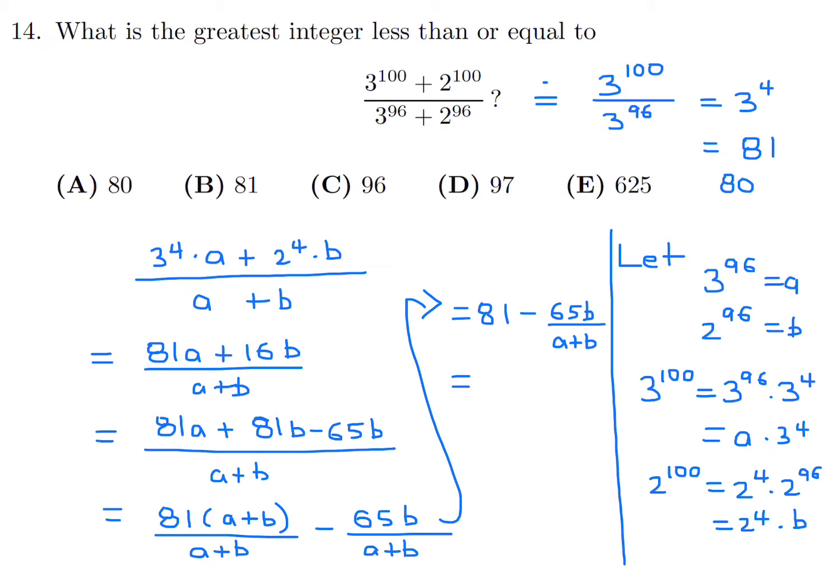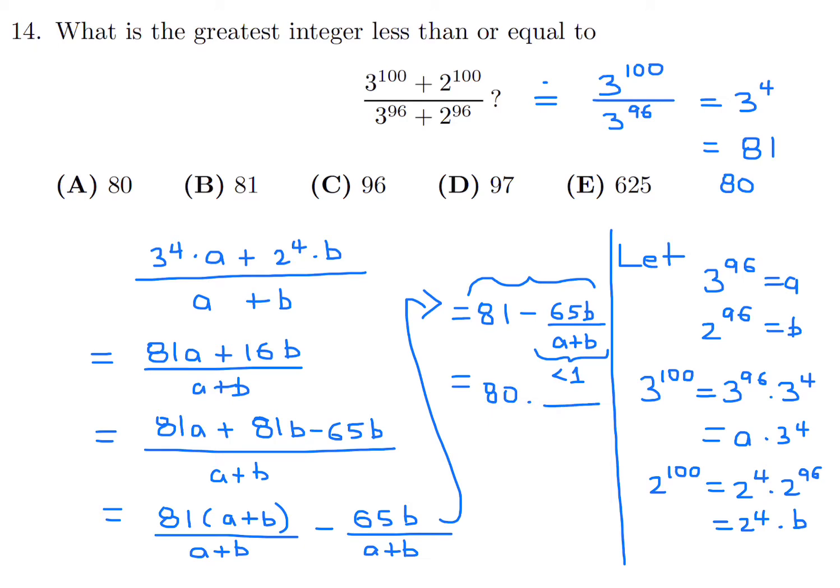One thing is for sure, A plus B is this denominator, which is 3 to the power of 96 plus 2 to the power of 96. So that's a very, very big number. And the top is 65 times B, and B is 2 to the power of 96. So this must be less than 1, because the denominator is so much bigger. That means if I approximate this whole thing, it's 81 minus some very small fraction. So it's 80 point something. I don't know what, but 80 point something.